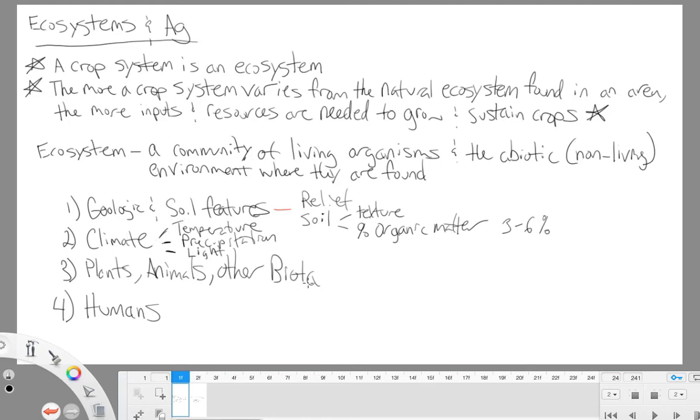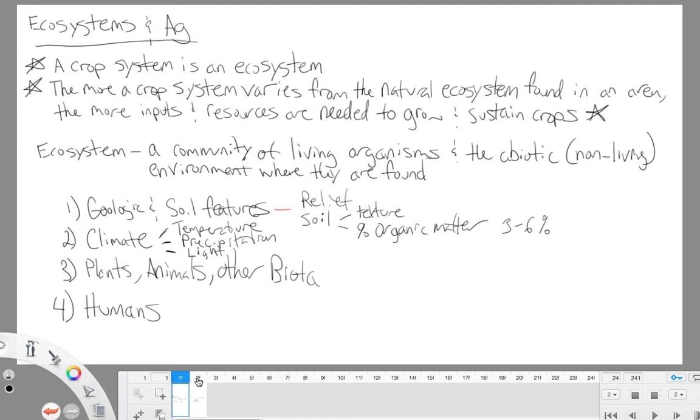Then we had plants, animals, and other biota, and we said that they could have both positive and negative impacts. And we had humans, which were technically animals, but because our impacts are so vast, we get our own separate category. So those four categories make up an ecosystem, and they can all impact what plants will naturally grow in an area, as well as what would be good crop plants to grow in an area.